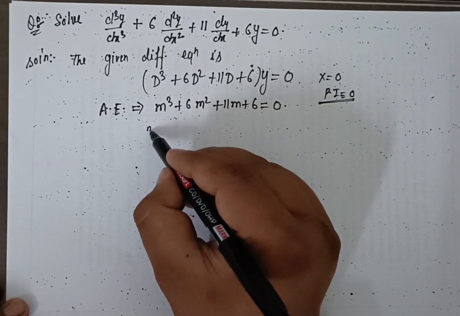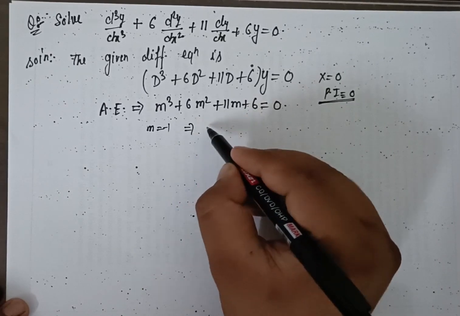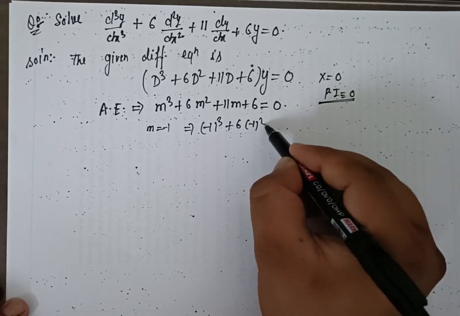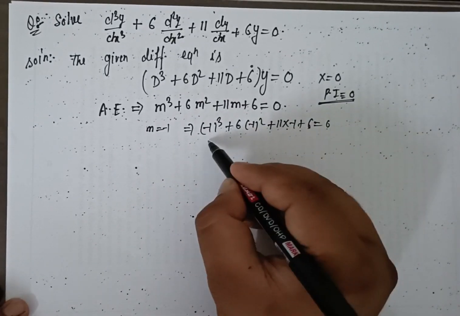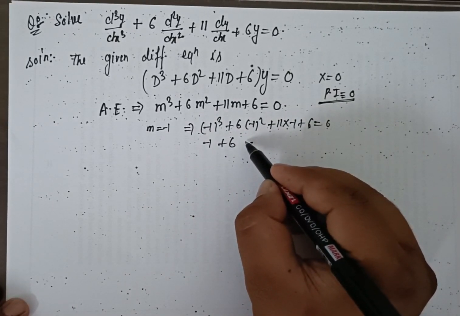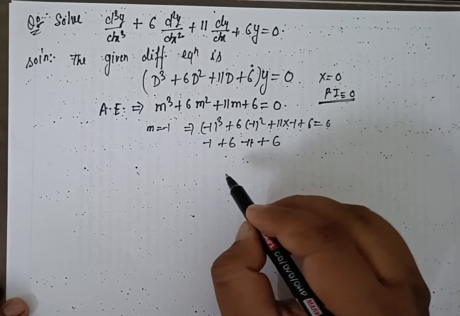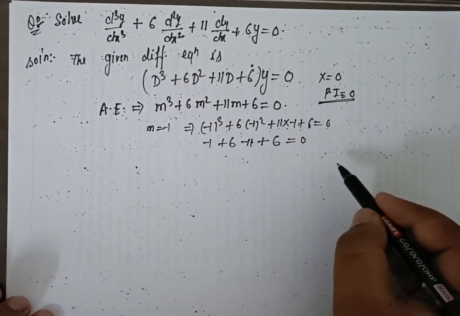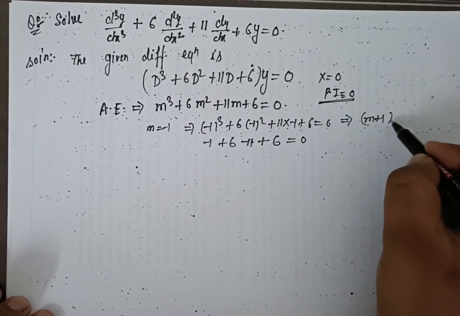So put m equals minus 1. After putting m equals minus 1, you will find minus 1 to the power 3 plus 6 into minus 1 square plus 11 into minus 1 plus 6 equals 0. Minus 1 plus 6 is 5, minus 11 is minus 6, plus 6 is 0. So it is obviously 0. So minus 1 is a root, and this implies that m plus 1 is a factor of this polynomial.